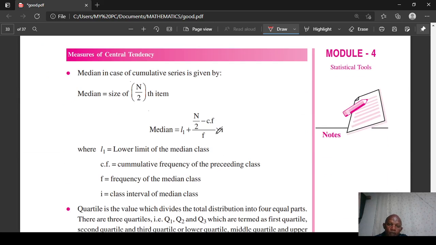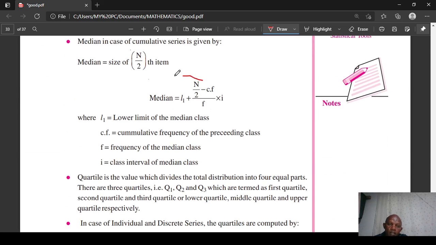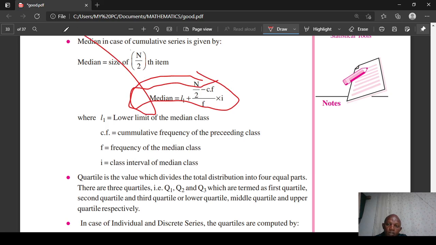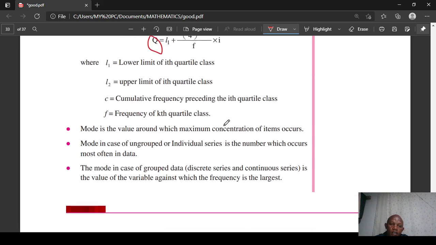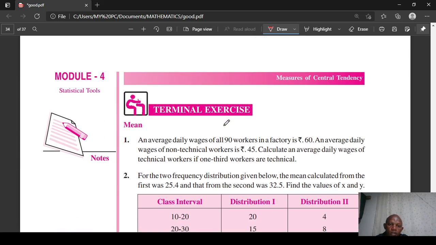But if you're using a formula, then we said that this is the formula we use to calculate the median: L plus n over 2 minus CF over F times i, and we did define it. I have not given us some lessons on Q naught, quartile, first quartile, second quartile, and third quartile. I'll allow you to go and look at that.